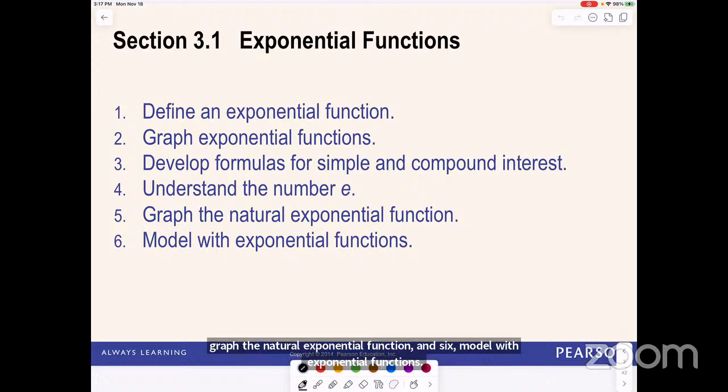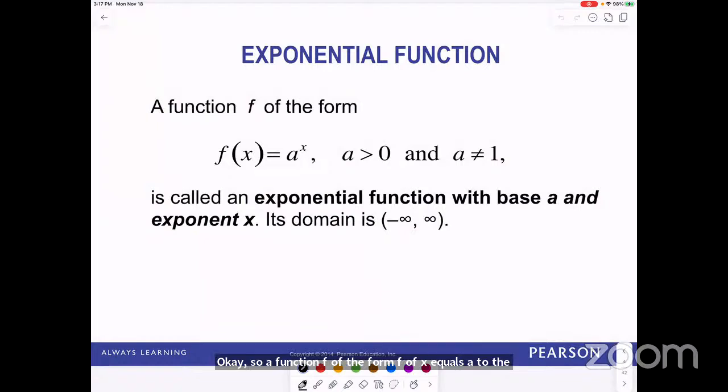Okay, so a function f of the form f of x equals a to the power of x, where a is positive and not equal to 1, is called an exponential function with base a and exponent x, and the domain is all reals. In the past, we've worked on expressions like x squared, 5x to the power of 10, where our variable is the base and it is raised to some power. Now we're going to switch those roles, where the base is a positive number not equal to 1, and our variable moves up to the exponent. We're going to be exploring concepts that unfold from that.